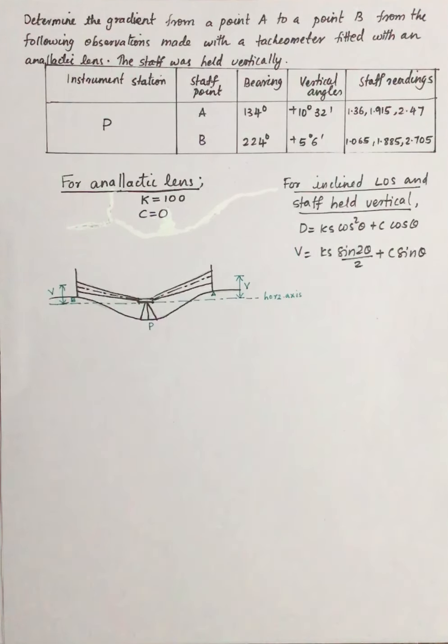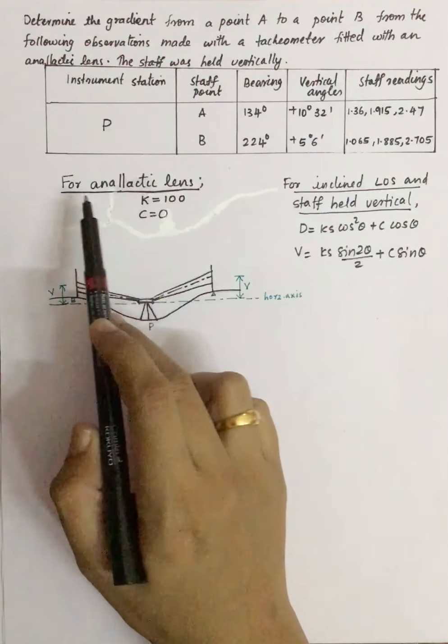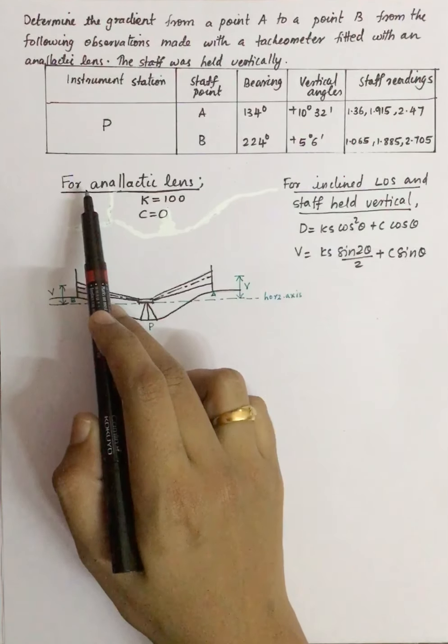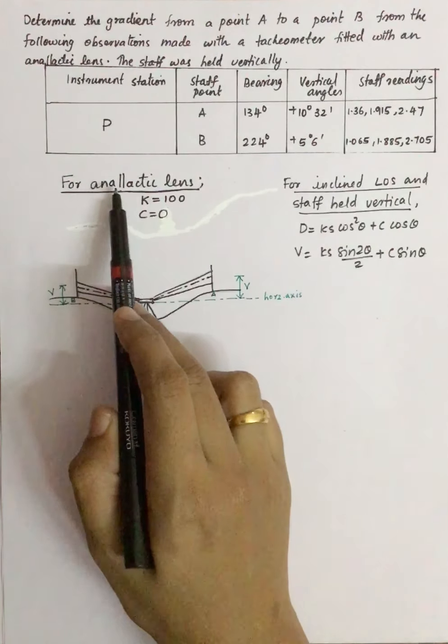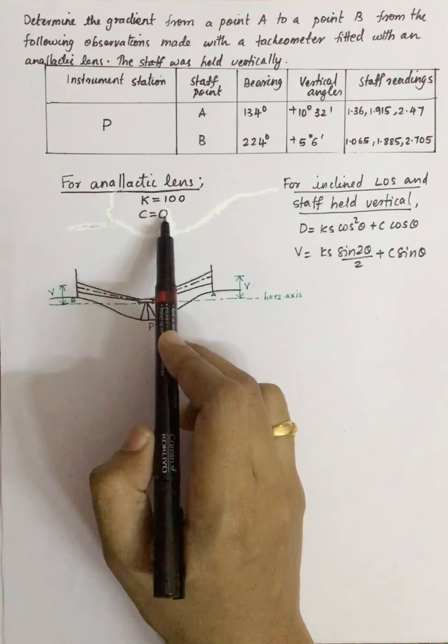Determine the gradient from a point A to a point B from the following observation made with a tachyometer fitted with an analytic lens. The staff was held vertically. So in the question they have given it is fitted with an analytical lens, right? So when a tachyometer is fitted with analytical lens, its constant will become K = 100 and C = 0.